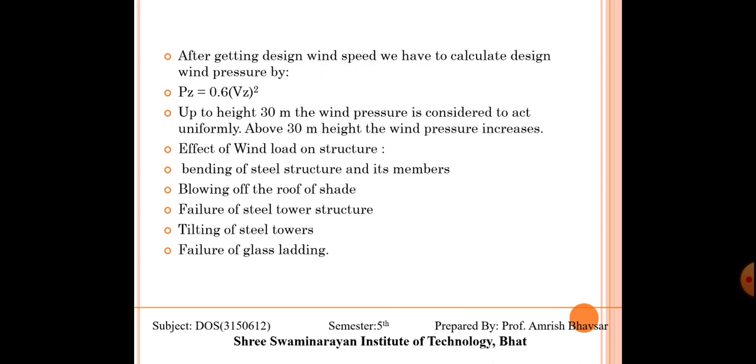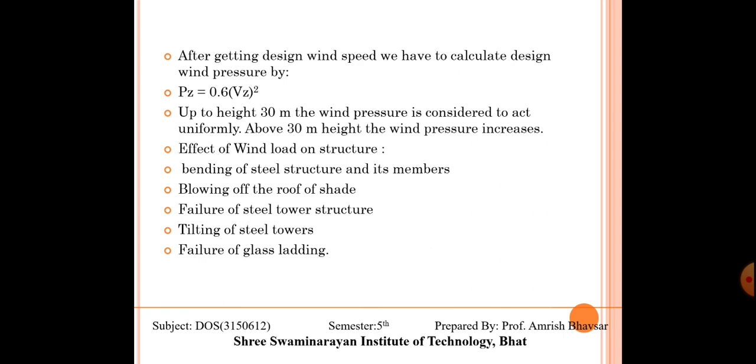After getting this wind speed, we have to calculate the design wind pressure, and for that we have the equation Pz is equal to 0.6 into Vz square, which is also given in IS 875 part 3. Up to a height of 30 meter, the wind pressure is considered to act uniformly. But beyond 30 meter, the pressure is increased, because up to 30 meter there is obstruction from the surrounding buildings, but beyond 30 meter there is little obstruction. So the wind pressure acting is more as compared to 30 meters.